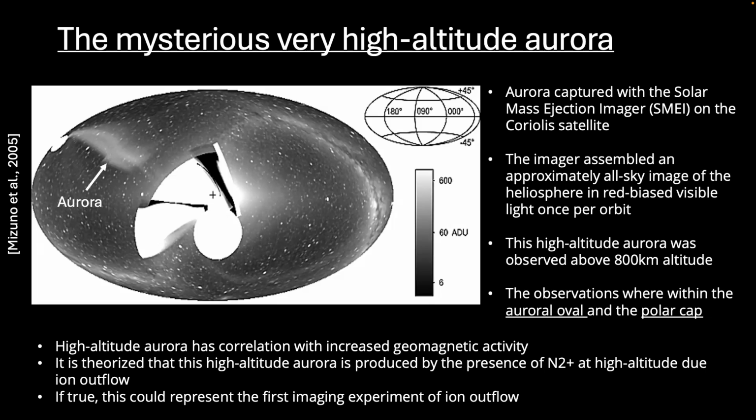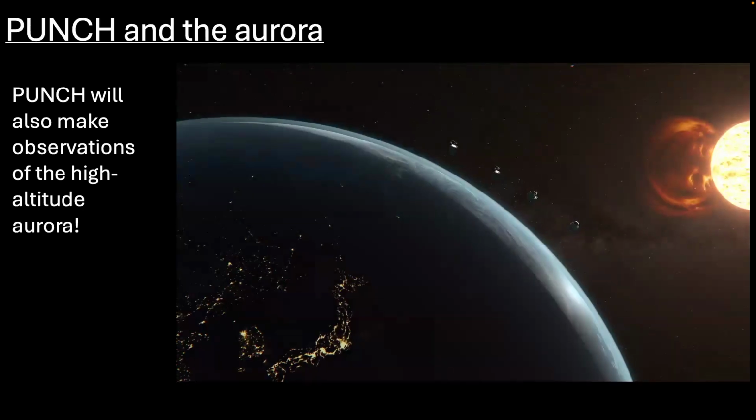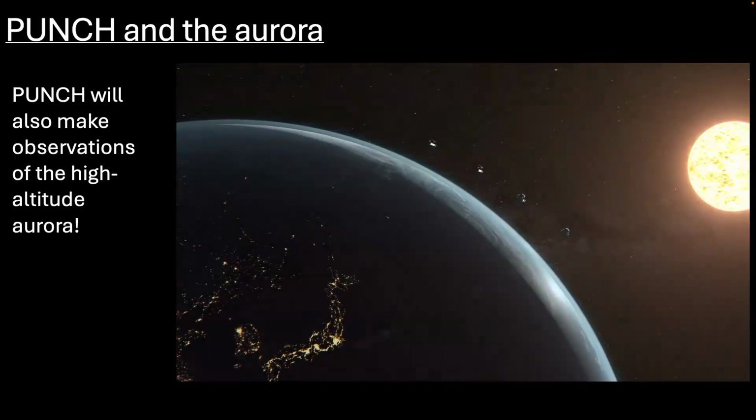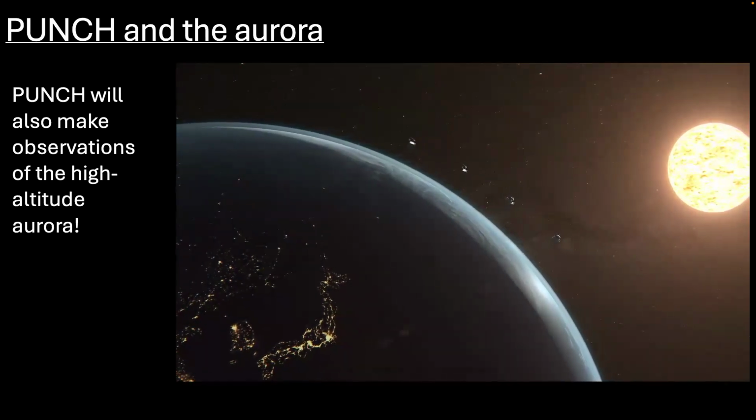Unsurprisingly, the high altitude aurora is correlated with high geomagnetic activity, and the paper does offer a possibility for this. And they propose that this high altitude aurora is produced by the presence of N2+, produced by the high altitude ion outflow. To my knowledge, this might be the very first time that we are actually observing that outflow. So understanding whether or not those are the particles interacting with the electrons and ions is going to be extremely important. As you all know, PUNCH will be observing that high altitude aurora that I think many of us are looking to observe.